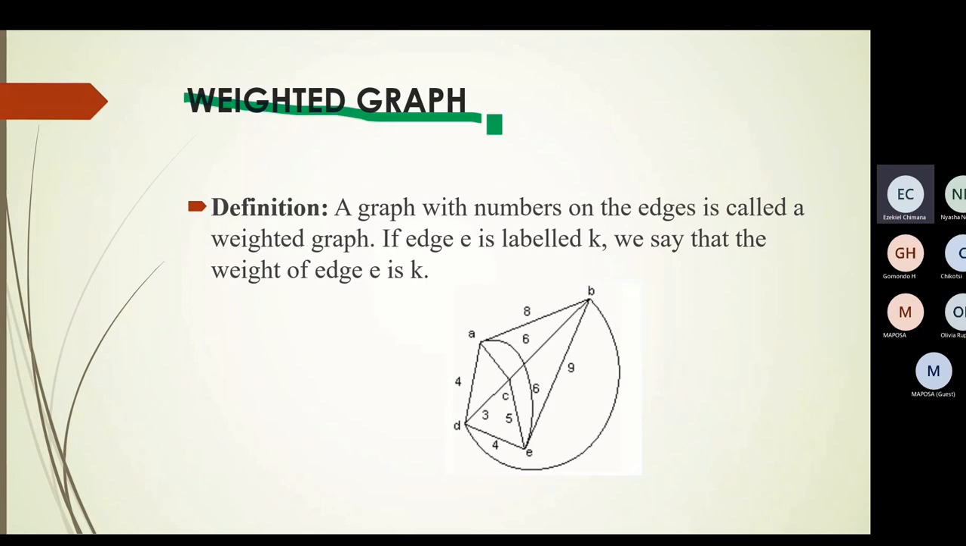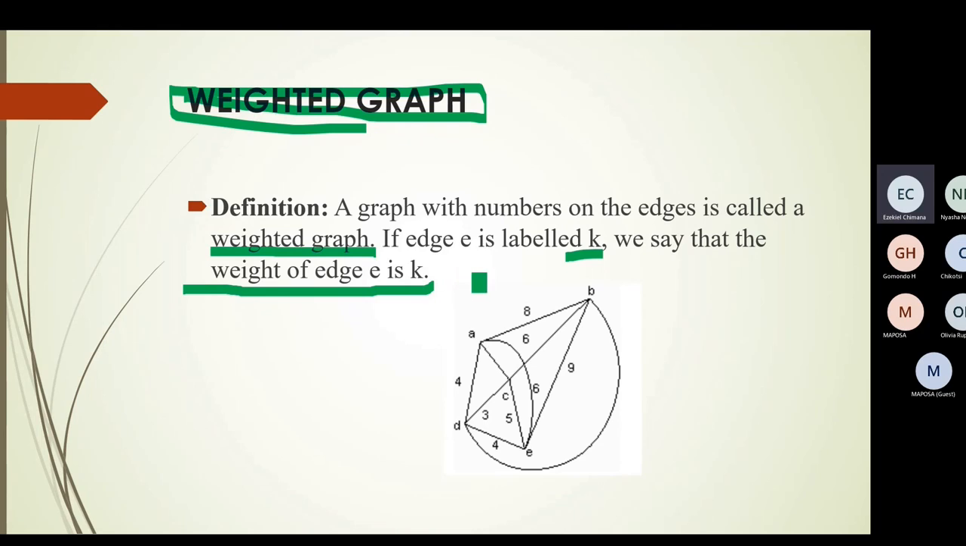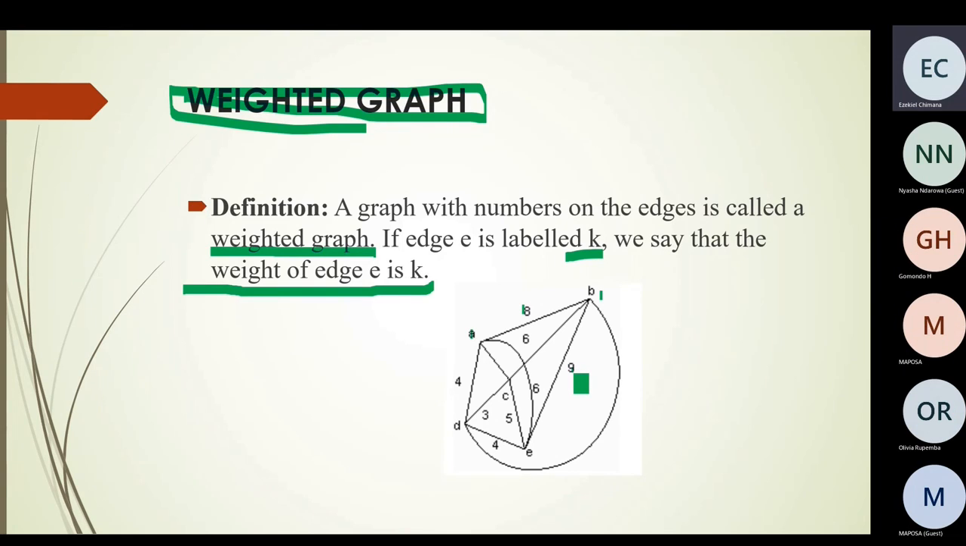to the issue of weighted graph. With what we call a weighted graph. So a graph with numbers on the edges, or weight on the edges, is called a weighted graph. So if edge E is labeled K, we say that the weight of edge E is K. Like you've got this edge AB or BA, because it's not actually a directed graph. You cannot tell is it AB or BA. But this edge has got a weight of 8. This one has got a weight of 9. So that's a weighted graph. All of its edges or some of its edges will be actually having a weight assigned to those edges. So that's what makes it a weighted graph.